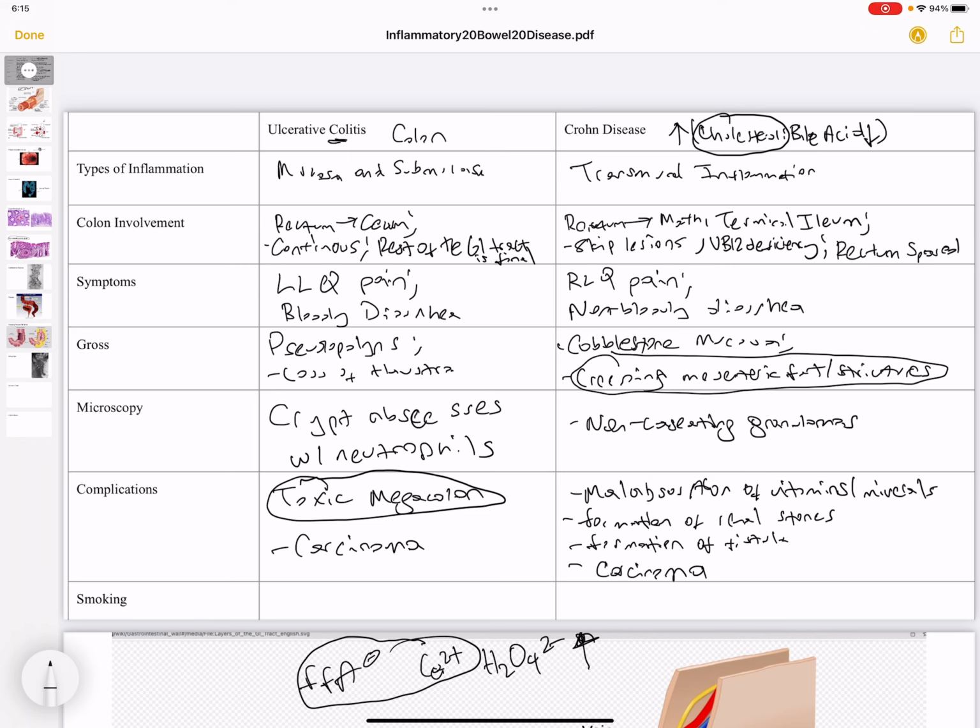Now let's talk about how smoking impacts these patients. So smoking with ulcerative colitis is supposedly protective. All right, the mechanism is not known, but for some reason smoking is protective against ulcerative colitis, whereas with Crohn's disease, it's going to increase your risk of developing Crohn's disease. So smoking is going to be protective against ulcerative colitis and is going to increase your risk for Crohn's disease.